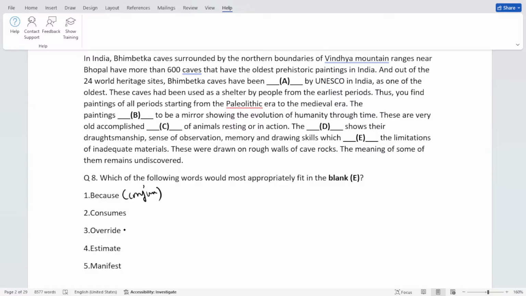Here, most importantly, it means considering prominently. So we are giving high priority. Next, estimate. It also comes under the verb part. So then we are analyzing and expecting something. And next, manifest. It shows the quality of the appearance. So then accordingly what will be the correct answer? Please let me know. Yes, overread is the correct answer. So now we will move on to the next question.